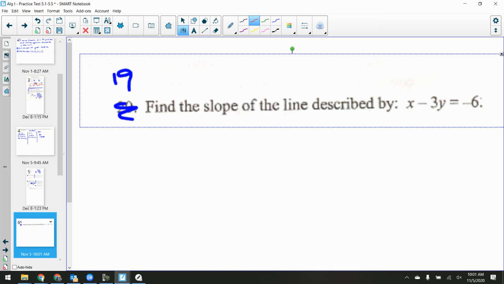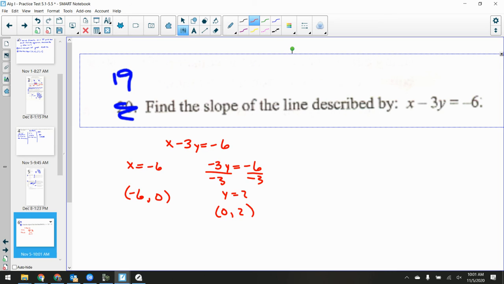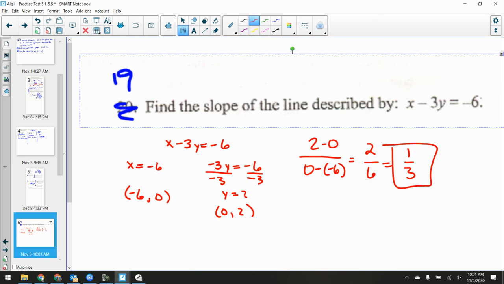Is this in standard form? Yes. So I'm good there. So I have x minus 3y is equal to -6. So I plug in 0 for y, I get x is equal to -6. I plug in 0 for x, I get -3y is equal to -6. So I have -6 comma 0, and 0 comma 2. I find the intercepts so that I have something to plug into the slope formula. 2 minus 0 over 0 minus a -6 gets us a 2 over 6, which is 1/3. And that's my answer for number 19.